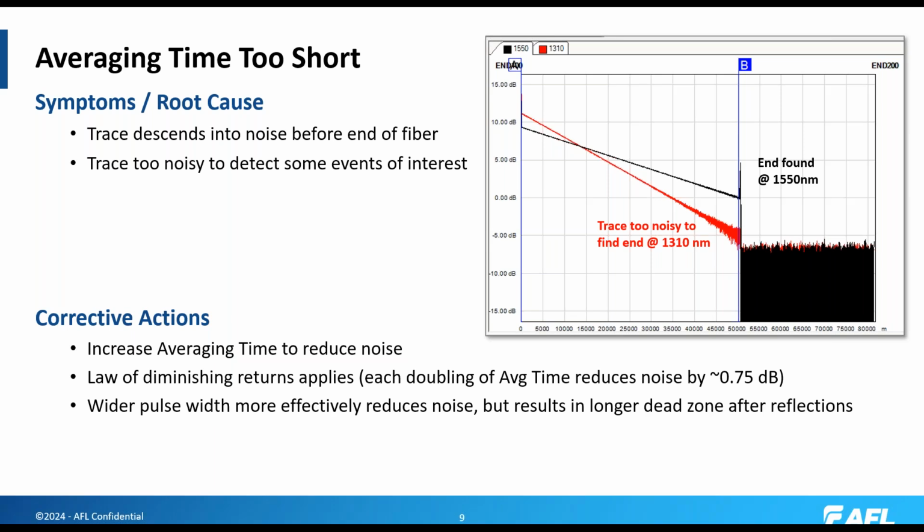So it takes longer and longer to get that next 0.75 dB improvement in signal to noise ratio. And pretty soon you just don't want to run a test that long. Wider pulse widths will also effectively reduce noise, but you could end up with overlapping events due to the longer dead zone from the reflections, as we discussed in the previous slide.